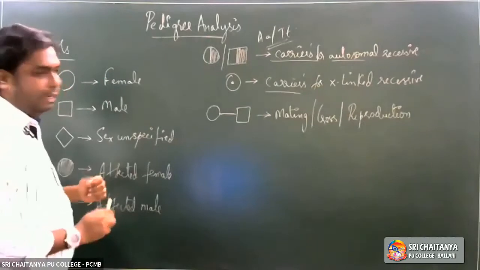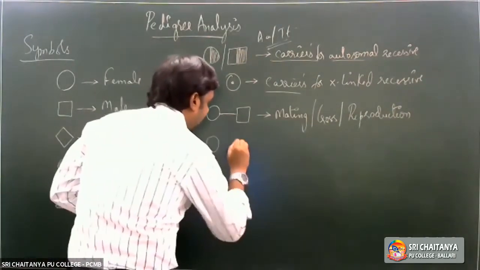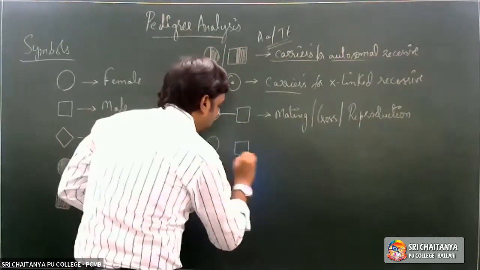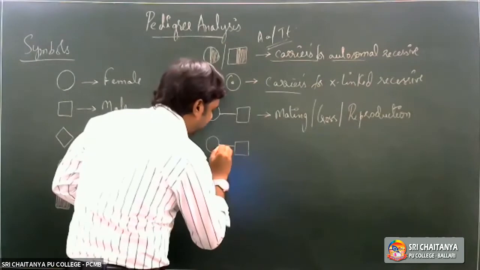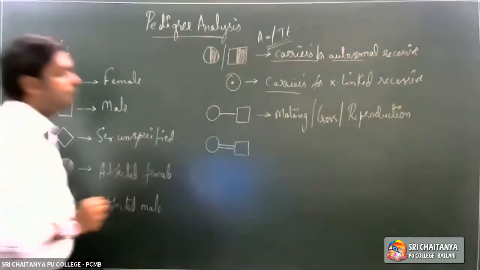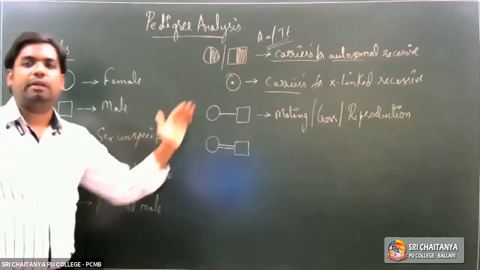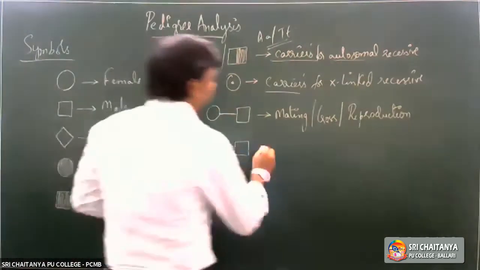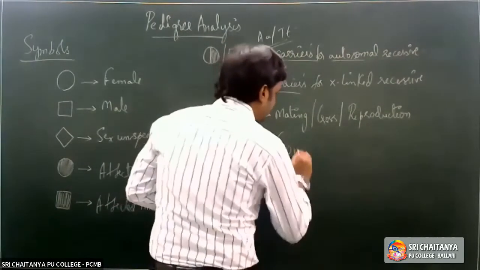Next, in certain cases, you'll find one more symbol. There is a female here and a male here, and they are connected together by two parallel lines. If they are connected by two lines, we call that symbol consanguineous mating.